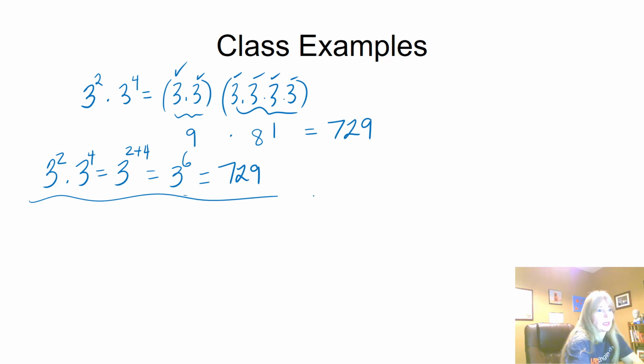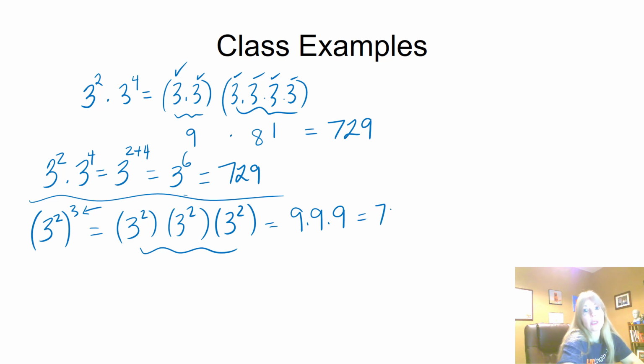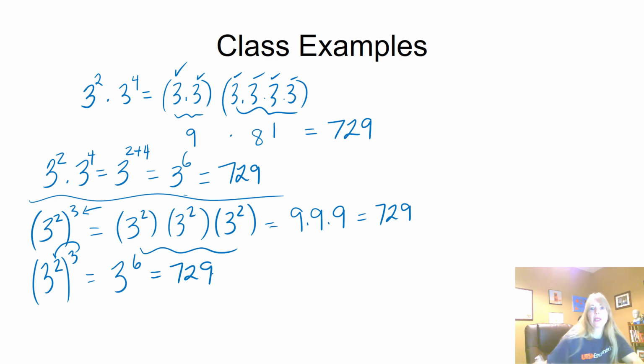All right, what if I have 3 squared to the 3rd power? Then what this means is 3 squared times 3 squared times 3 squared. There's 3 of them, because of that 3. Or in other words, 9 times 9 times 9, which again is 729. Or if you want to do this faster, you remember your rules and you say that is brought inside by multiplication. So we get 3 to the 6th power and we get 729.